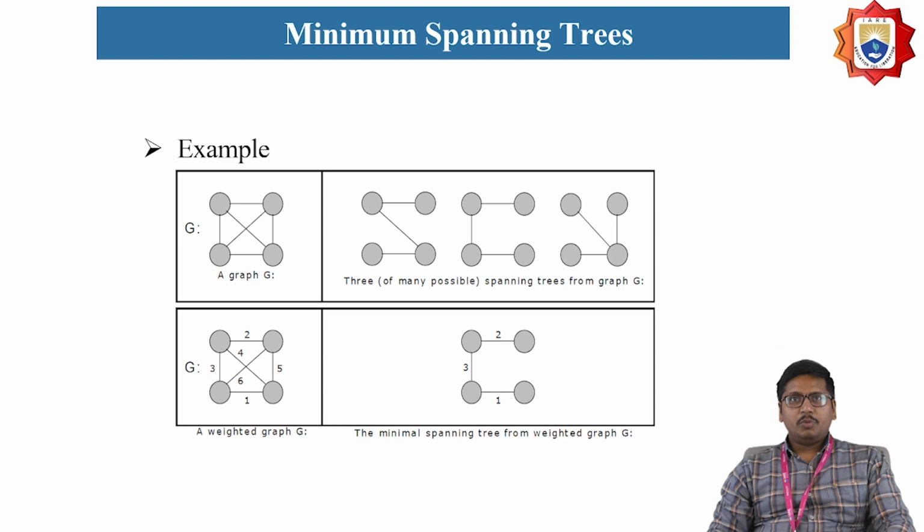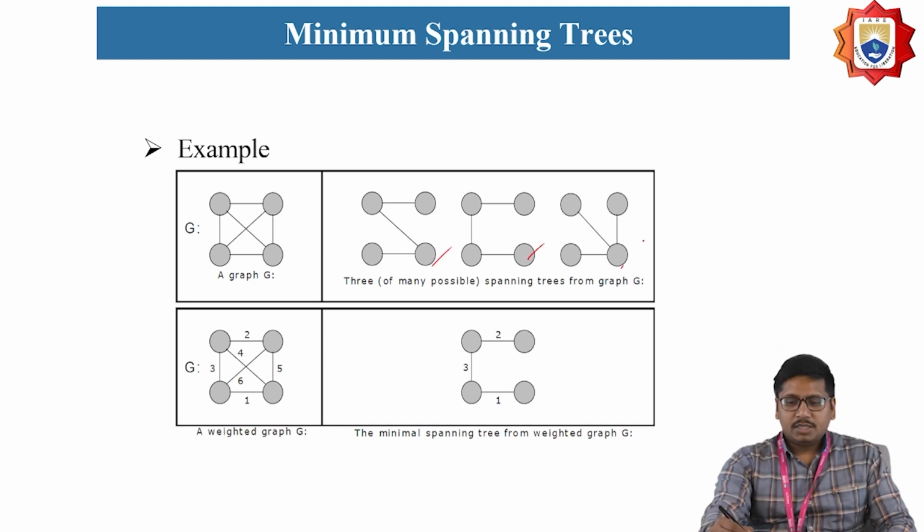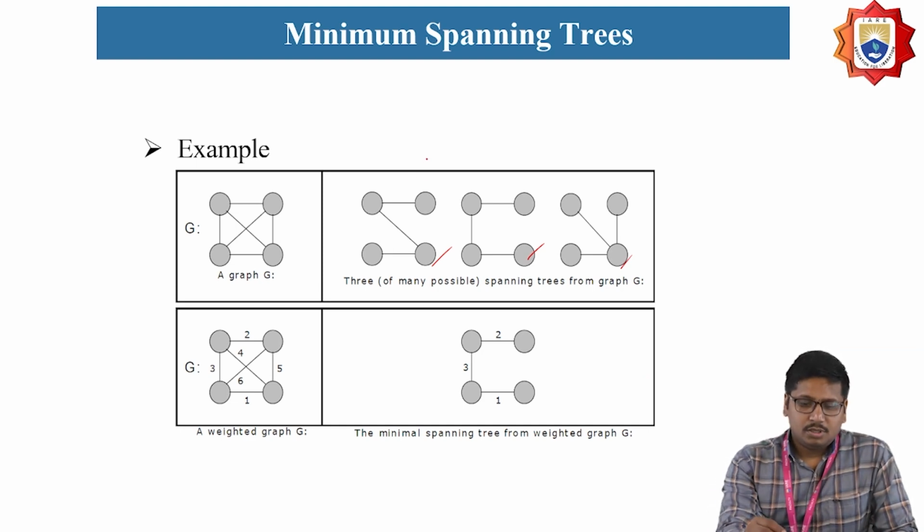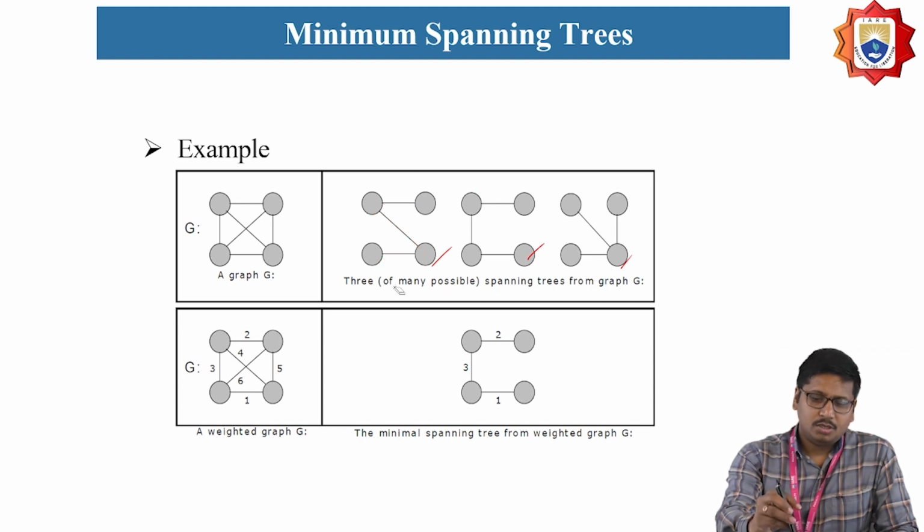Suppose I have a graph like this, so these are the minimum possible spanning trees of the given graph. This is one of the possible spanning trees of the given graph, and this is also another possible one, and this one is also another possible one.